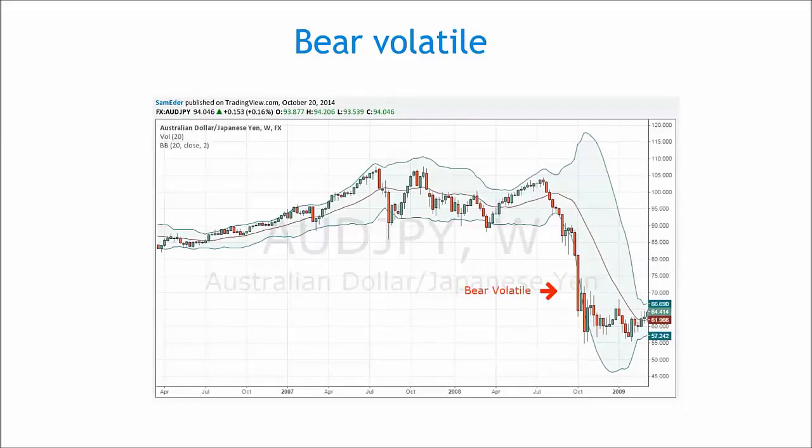Bear volatile. Bear volatile is the opposite of bull volatile. You will see long bearish bars develop that sometimes cross below the lower band. As in the bull volatile, look for swing trading opportunities in the direction of the trend with tight stops and let profits run.